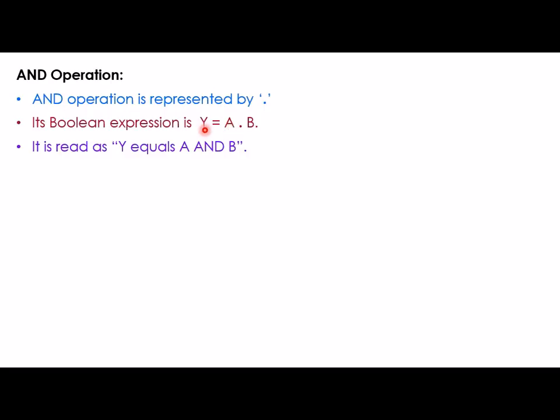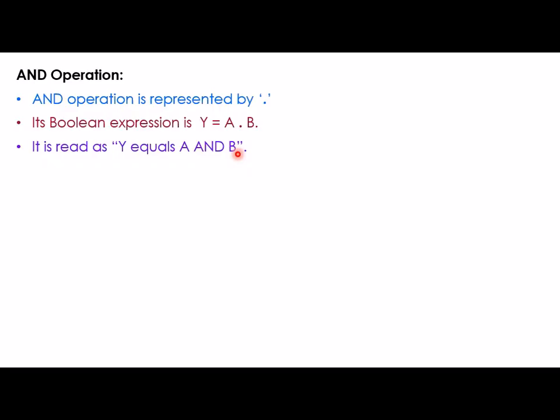This means Y is the output which we are getting as a result of the AND operation between inputs A and B, and it reads as Y equals A and B. You should not read it as Y equals A into B.